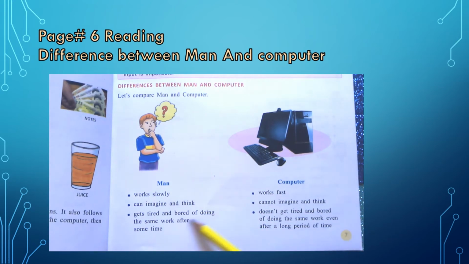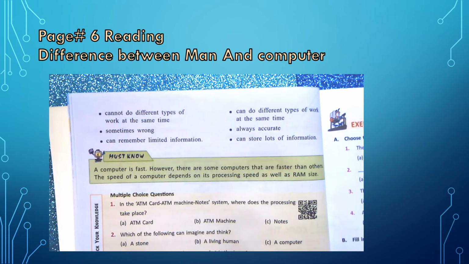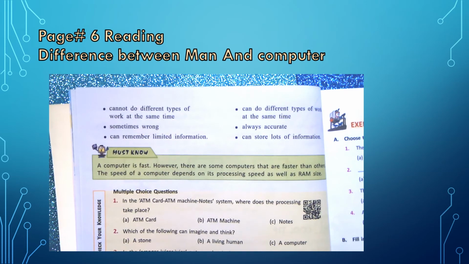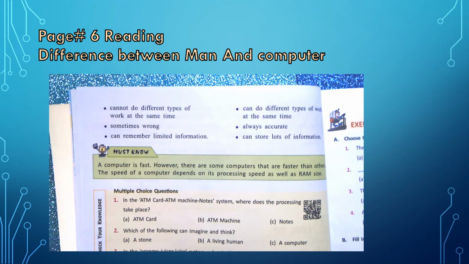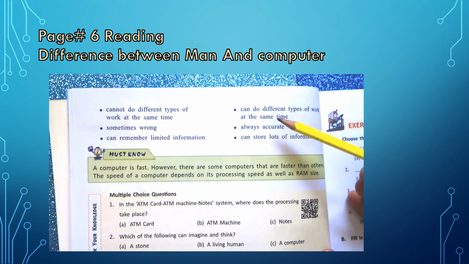Man gets tired and bored of doing the same work after some time. थोड़े वक्त के बाद वो बोर हो जाता है, man. But computer doesn't. Computer does not get tired and bored of doing the same work even after a long period of time. So this is the main difference between man and computer. Man cannot do different types of work at the same time. एक ही वक्त में मुख्तलिफ काम नहीं कर सकता. But the computer can do different types of work at the same time.